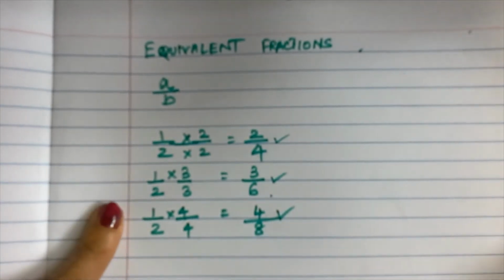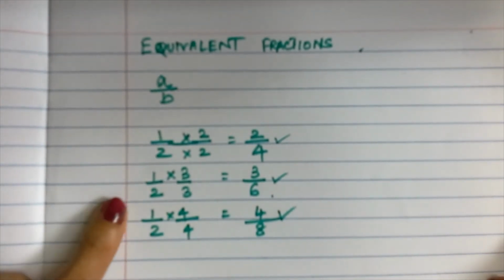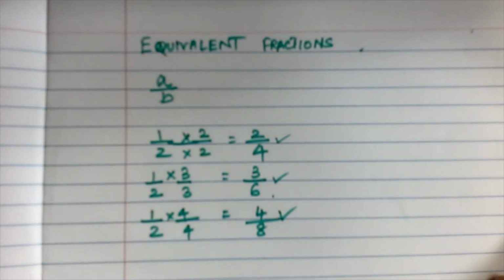The same thing we can also do with division. For example, given a fraction, if you divide both numerator and denominator by the same non-zero number, the resulting fraction is also called an equivalent fraction. This is called equivalent fractions.